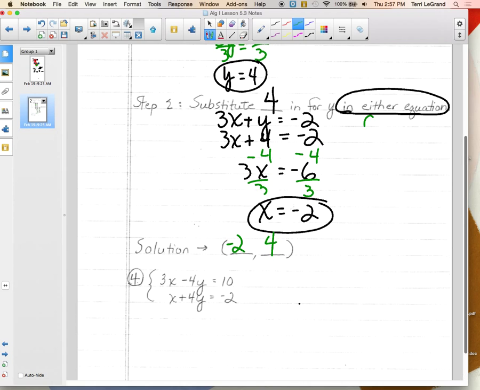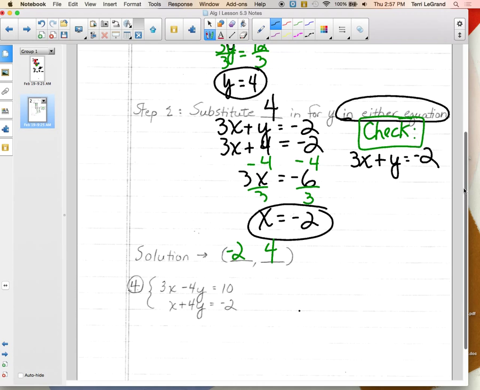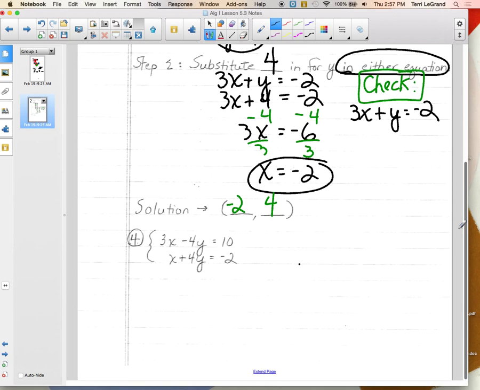Okay, so let's go over here and let's do a check problem. When you check, do you get to say, well, I like the first equation, so I'm going to check it in that one? Yeah, you do get to say that, but then you also have to say, well, self, I also have to check it in the other one. So 3x plus y equals negative 2. That's one of the equations, so I'll start there. So we'll sub in our negative 2 for x, and we'll sub in our 4 for y.